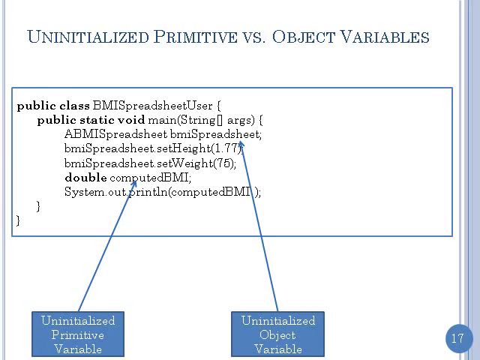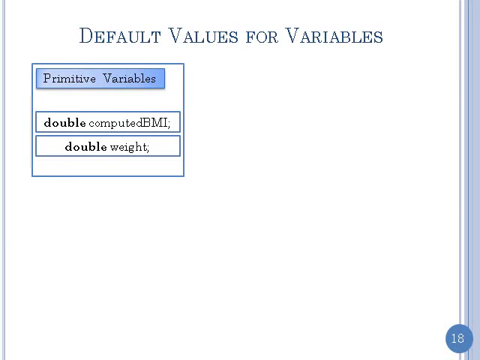So this BMI spreadsheet variable, what address does it actually have in memory, do you think? There was 52 and 64 stored previously. What number is stored in the BMI spreadsheet variable? Guess. It has to store some value. What do you think it will store as the pointer value? Zero. And what about the variable computed BMI? You didn't initialize it. What do you think that memory is going to hold? Zero. Is zero a legal double value? Sure. But is zero a legal pointer value? No.